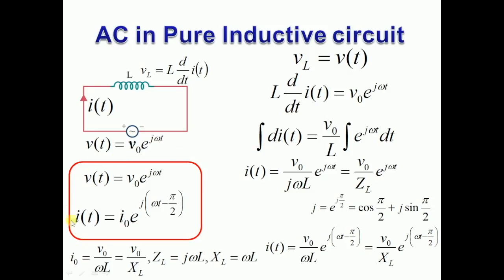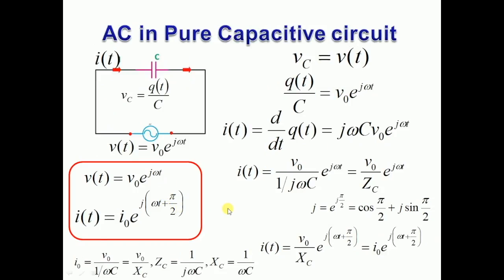So here in the red rectangle, we have current and voltage, and here you can see in a pure inductive circuit the current lags by pi by 2. We have already discussed what the word lag means in terms of phase. In a pure capacitive circuit, we again have V of t equal to V0 e to the power j omega t. Voltage across the capacitor is Q of t upon C, and Q of t upon C by KVL is equal to V0 e to the power j omega t.